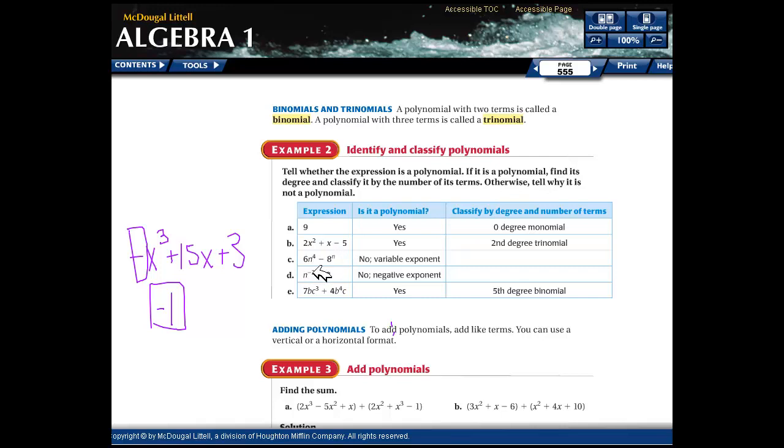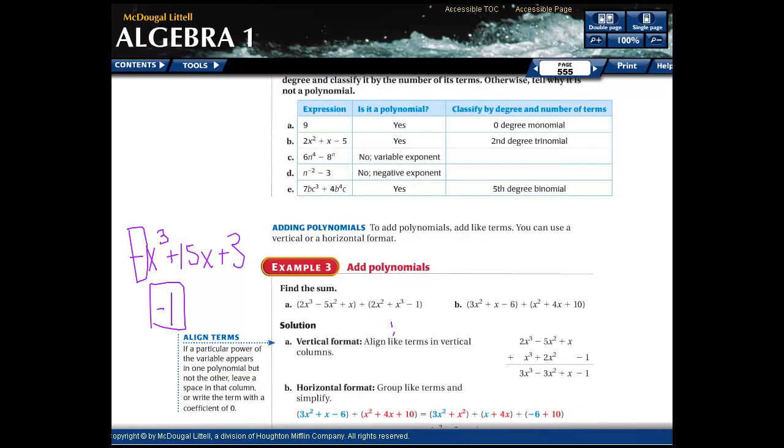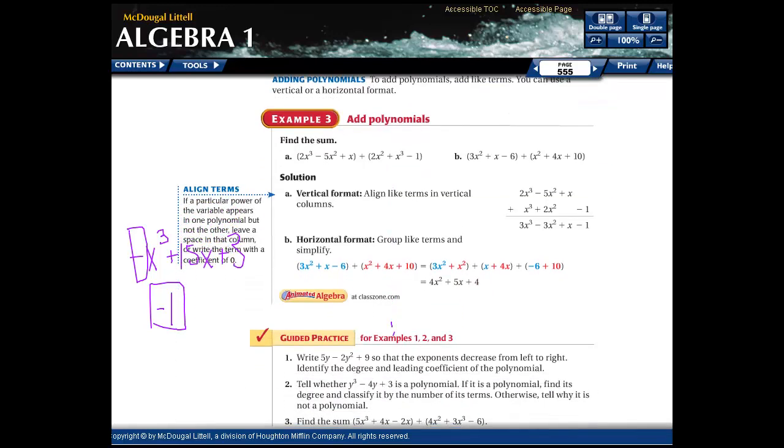This one also could not have a negative exponent. Okay? The degree of this term is 4 because we've got a 1 and a 3, so that's a 4th degree term. This is a 4 and a 1, so that's a 5th degree term. So whatever the highest one is, it is a 5th degree binomial, and it's a binomial because there are 2 terms in that polynomial. All right.